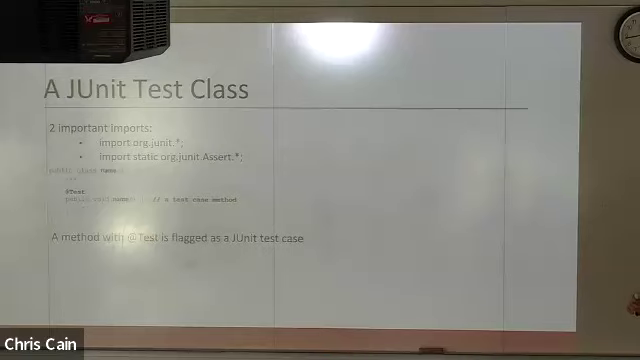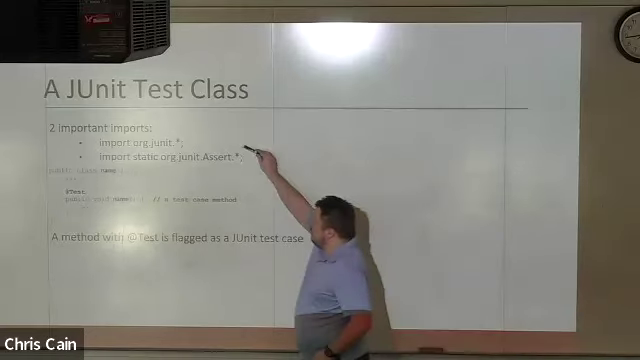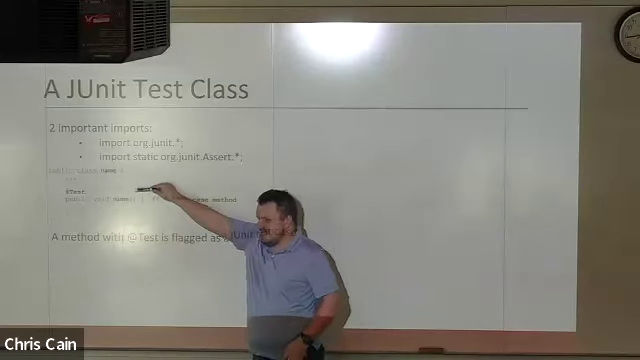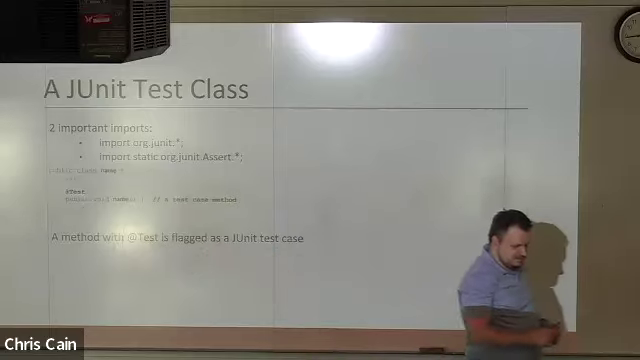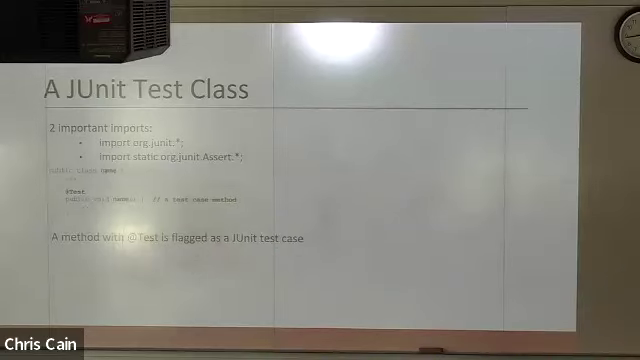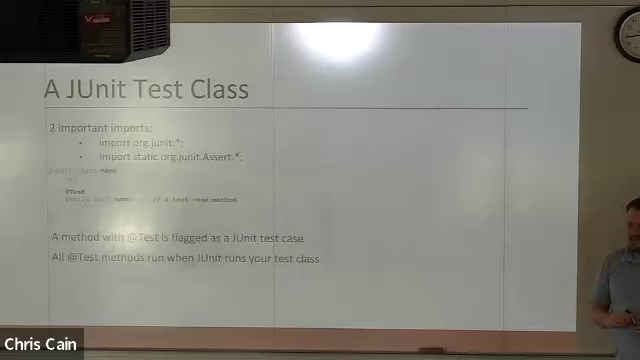Anytime you have @Test, it's flagged as a JUnit test case. So when you go run this file, it's going to be linked to the file that has the same name. So it'll be linked to Foo, and it will run through this and run every single method that has @Test associated with it. So when JUnit runs your test class, all @Test methods will run. If you don't include @Test, that method will not be run. It will make it look like your program has no bugs.